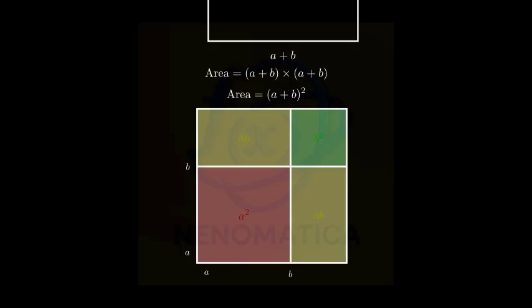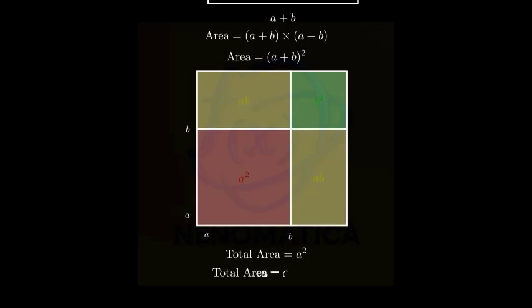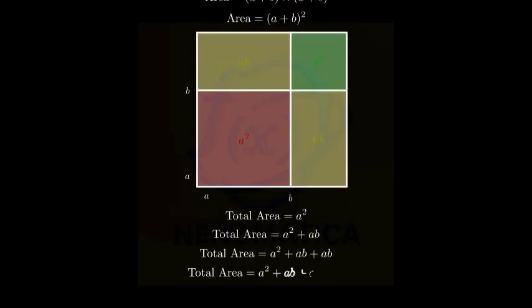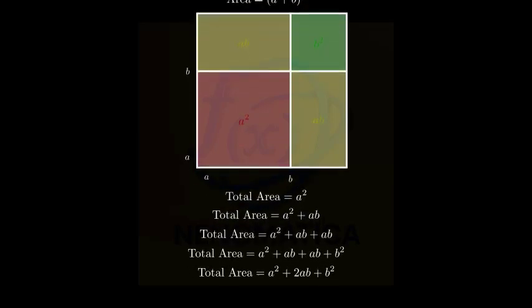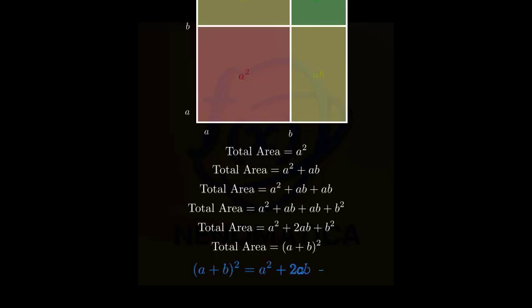Now, let's add up all these areas to get the total area of the square. We have a squared from the bottom left, plus ab from the bottom right, plus another ab from the top left, plus b squared from the top right. So the total area is a squared plus 2ab plus b squared. But we already know that the total area is a plus b squared. Therefore, a plus b squared equals a squared plus 2ab plus b squared.